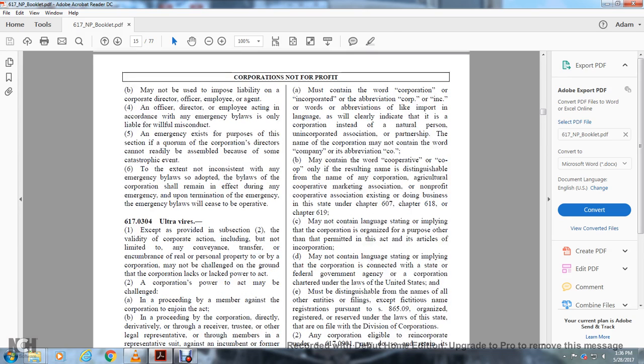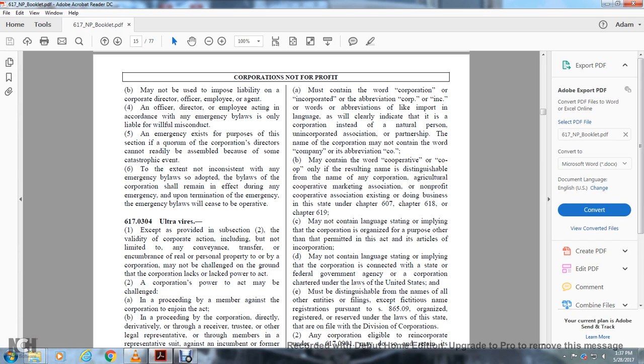617.0401 Corporate name. A corporate name must contain the word corporation, incorporated, or the abbreviation Corp. or Inc., or words or abbreviations of like import in another language, clearly identifying it as a corporation instead of a natural person, incorporated association, or partnership. The name of the corporation may not contain the word company or the abbreviation Co. A name containing the word cooperative or co-op must be distinguishable from the name of any corporation, agricultural cooperative, marketing association, or nonprofit cooperative association existing or doing business in this state under chapter 607, 618, or 619, and may not contain language stating or implying that the corporation is organized for a purpose other than those permitted in this act.